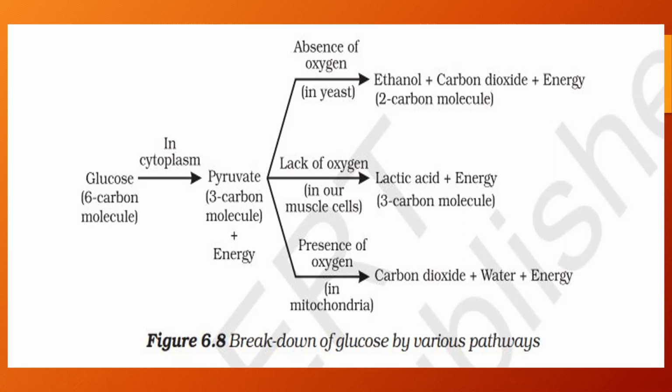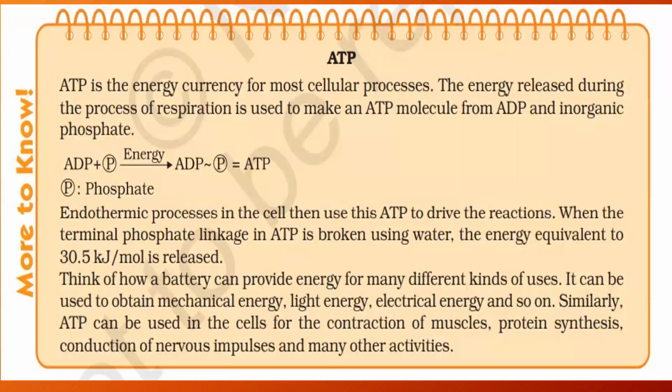Now we all know that energy in our body is produced in the form of ATP. ATP is nothing but adenosine triphosphate. ATP is the energy currency in most of our cellular processes, and the energy released during respiration is used to make ATP molecules from ADP and inorganic phosphate. ADP, adenosine diphosphate, plus one inorganic phosphate molecule plus energy gives rise to ATP, and ATP here is an energy currency.